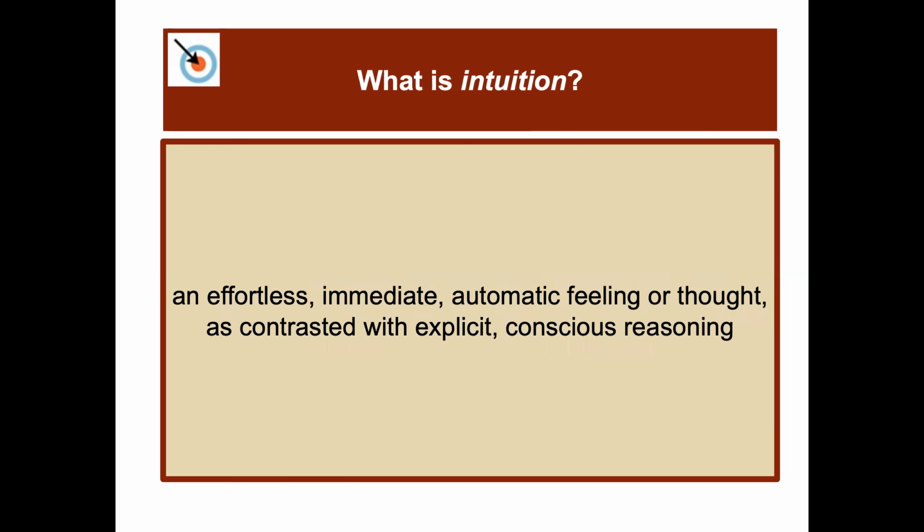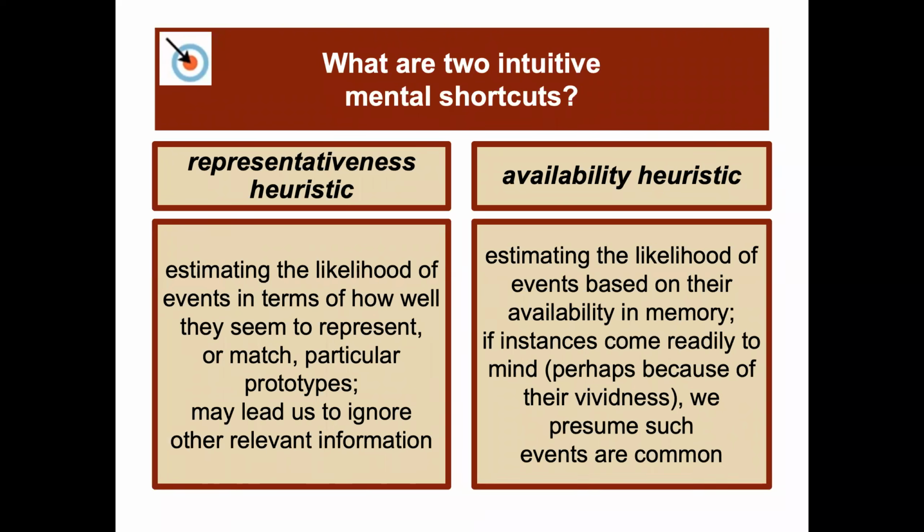So what is intuition? Intuition can be really good, right? Or really bad. Intuition is an effortless, immediate, automatic feeling or thought, as contrasted with explicit, conscious reasoning. So we have two different intuitive mental shortcuts that we're going to discuss. Representativeness heuristic. Remember the idea of heuristic. When you think heuristic, you should be thinking it's just a mental shortcut. And then there's representativeness heuristic and availability heuristic.